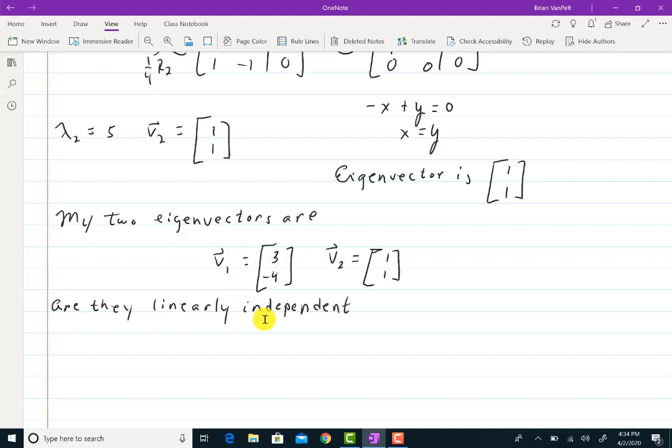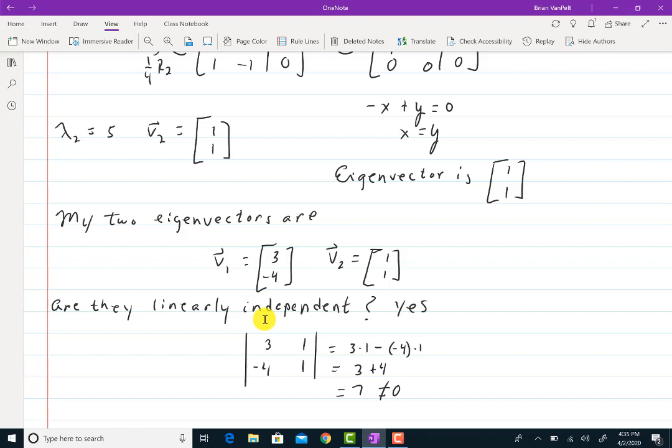You won't have to check this. I'm just doing this, but you won't have to check this. These eigenvectors will be linearly independent from each other. But just to prove that they are, we can look at the determinant of the matrix that is created by putting these as vectors. So if I compute this determinant, I get 3 times 1 minus negative 4 times 1. And so I'll get 3 plus 4, that will equal 7. And so it's not equal to 0. So they are. Answer to that is yes.